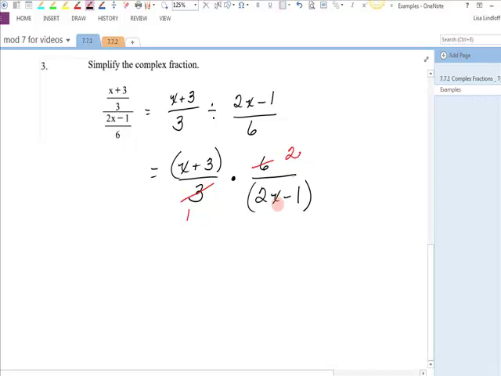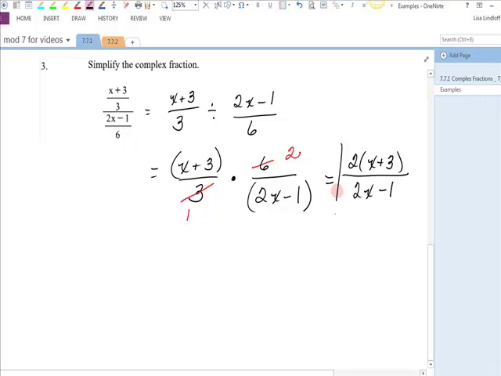So there are no more factors to divide out, and I am left with a 2 times an x plus 3 over 1, which I don't need to write, times 2x minus 1. You can leave the 2x minus 1 in parentheses, but you usually don't unless there is a factor on the outside. You don't need to distribute the 2. It's okay if you do, but you don't need to.